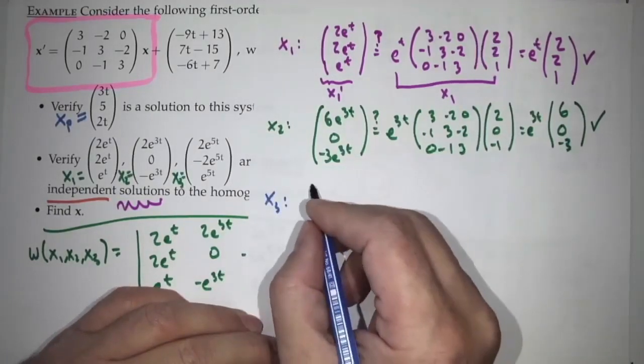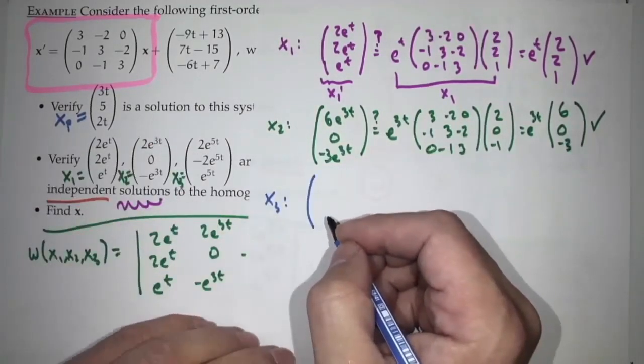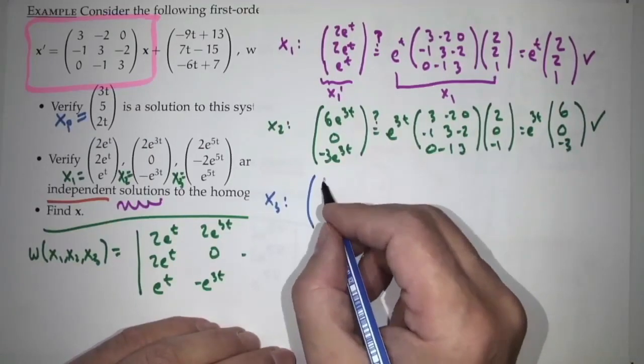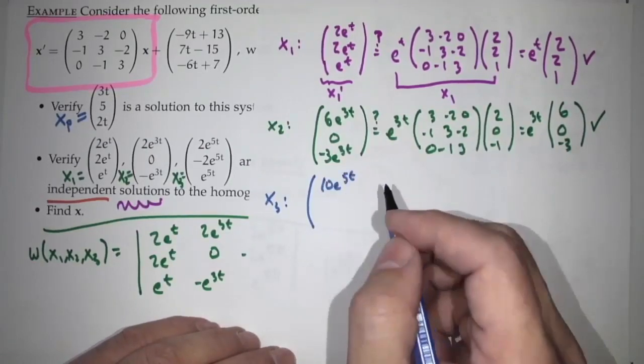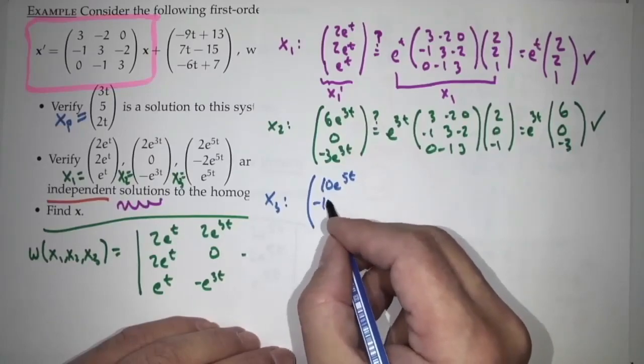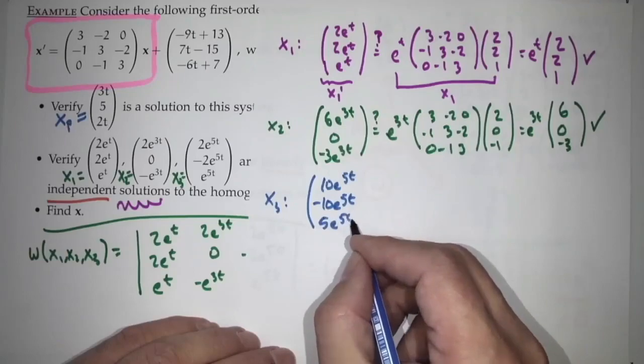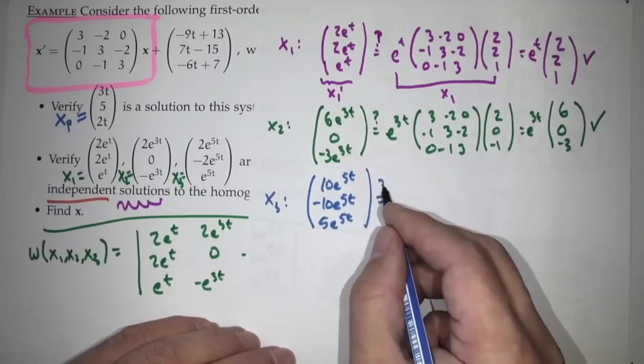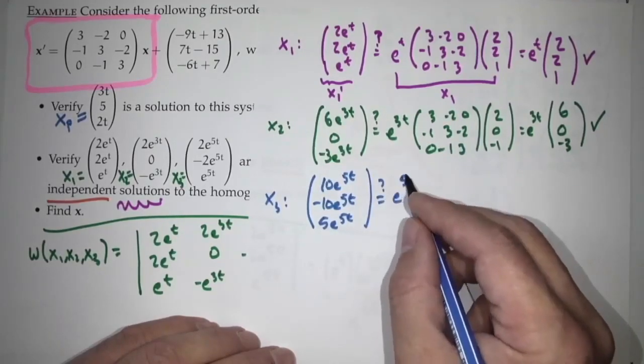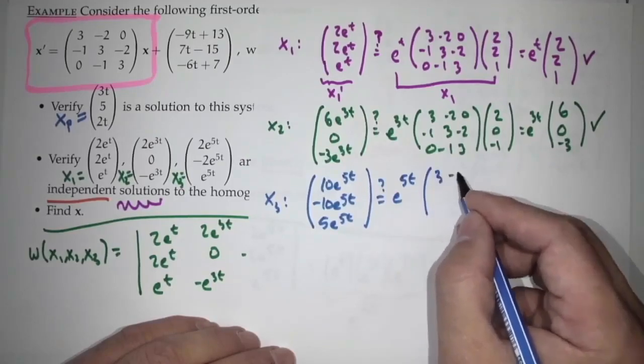x3. All right, x3 prime will be 10 e to the 5t, minus 10 e to the 5t, 5 e to the 5t. All right, is this equal to? Again, I can pull out e to the 5t. We have our matrix here.